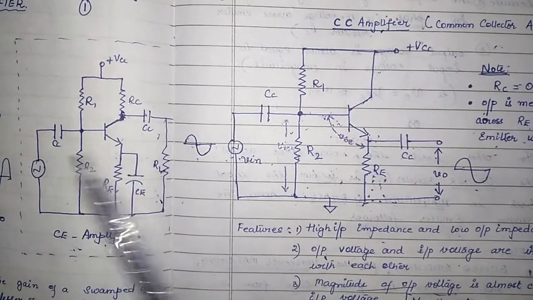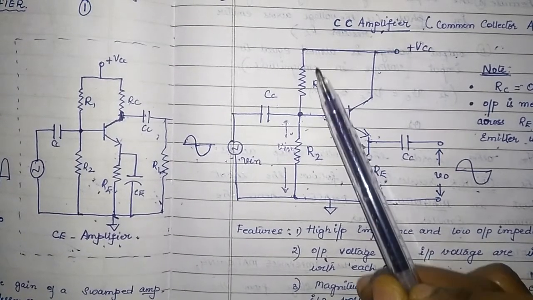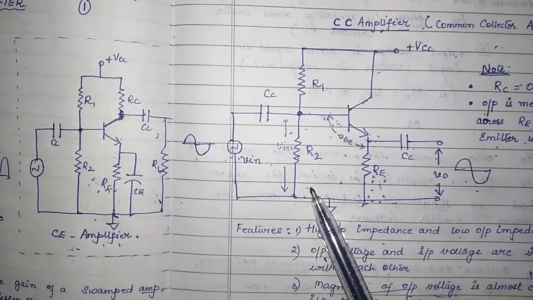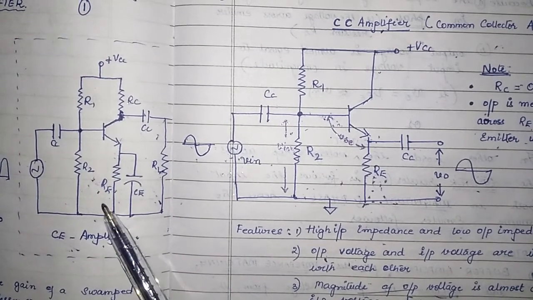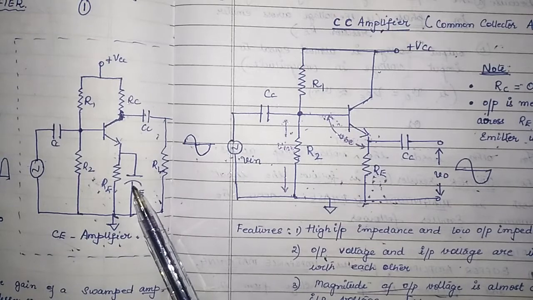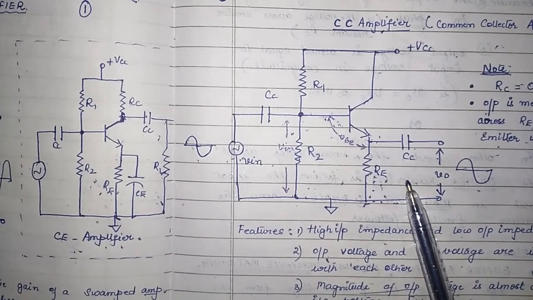The input section is the same here. So you have the voltage divider. Okay. Here also you have the voltage divider in CC amplifier. You have RE here, isn't it? You have RE here. You have a bypass capacitor here. You have RE here, but no bypass capacitor is seen here, isn't it?